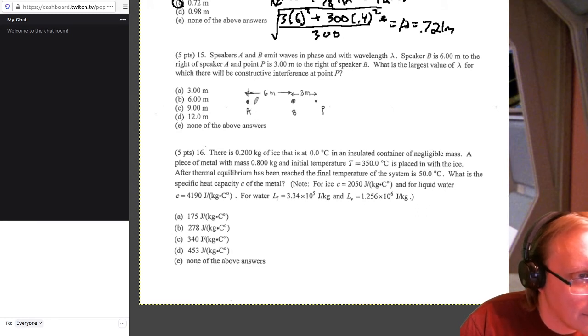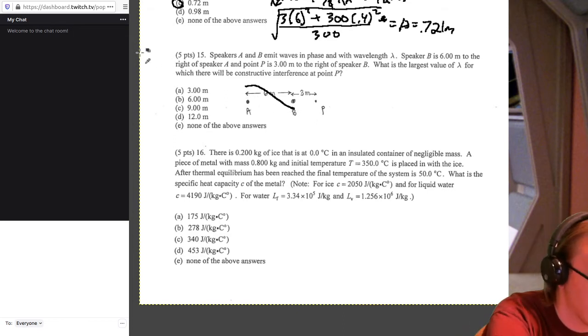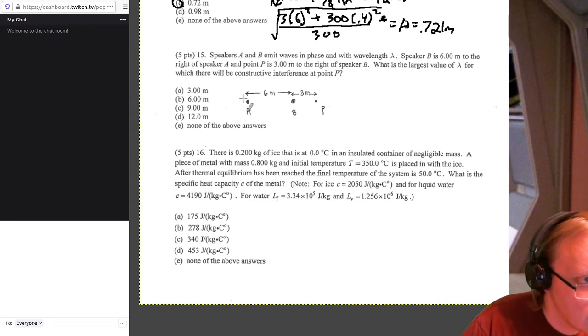I bet I can draw a wave. All right, here's a wave that will fit in this interval and arrive. Oh, this would be out of phase. No, we don't want that. We want it to arrive in phase. There we go. This will arrive in phase.